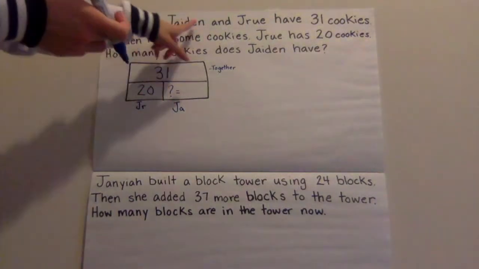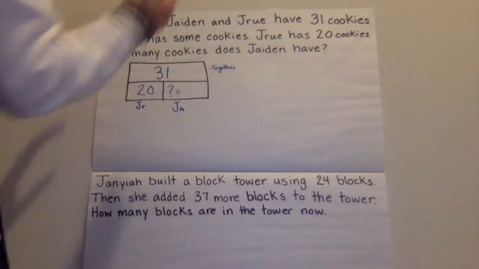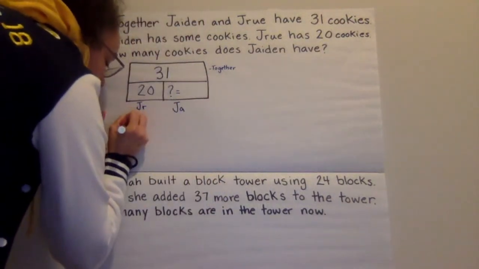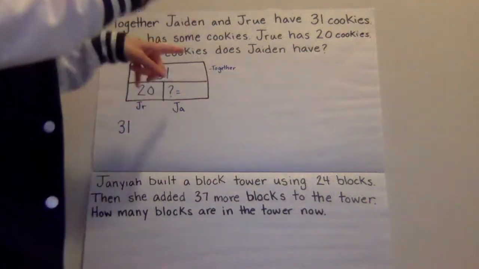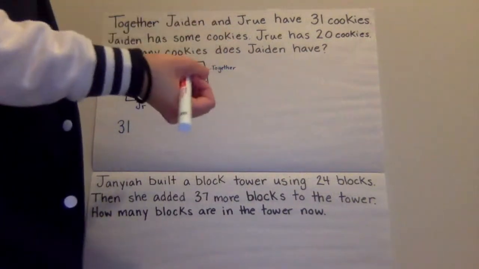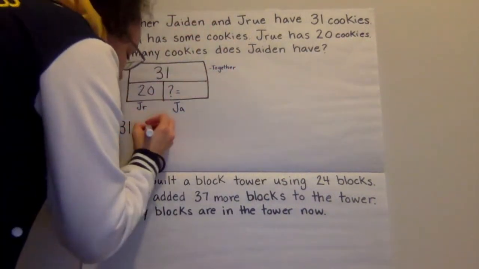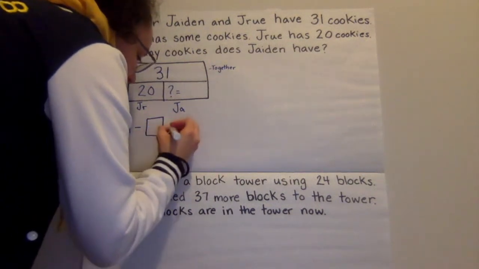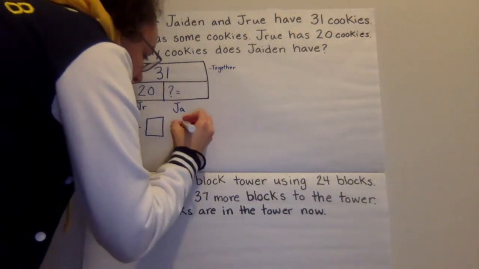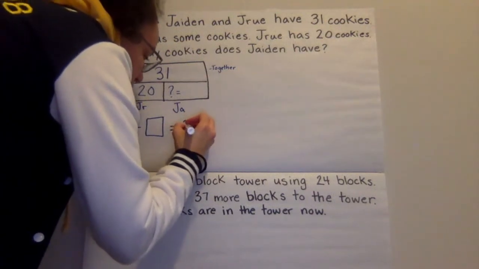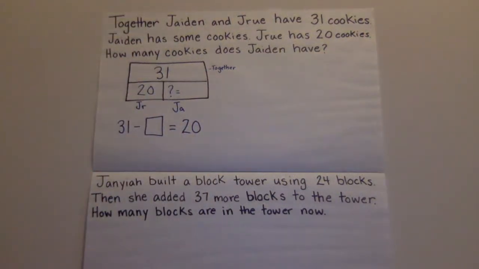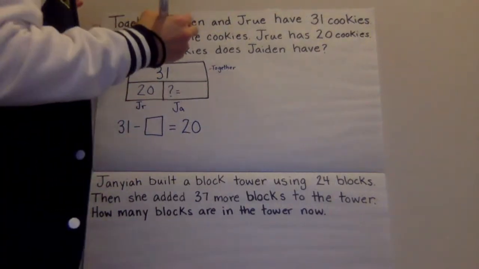Well, let's see. Together, Jaden and Drew had 31 cookies. So together, they had 31 cookies. Jaden has some. We don't know how many. And Drew has 20. So we need to figure out that missing number. So I'm going to go ahead and subtract to figure it out.